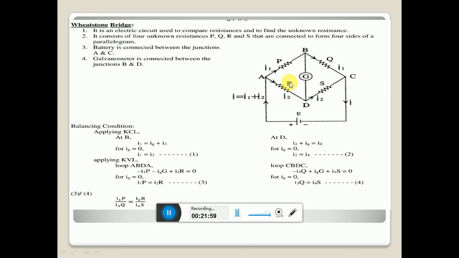Then I am coming down and flowing along with I2, so plus I2 into R. The voltage drop across here, I can write as V equal to I2 into R from Ohm's law. And when I am moving up, the galvanometer current is flowing down, so I can write minus Ig into G, equal to 0. The total potential drop across this loop is equal to 0.